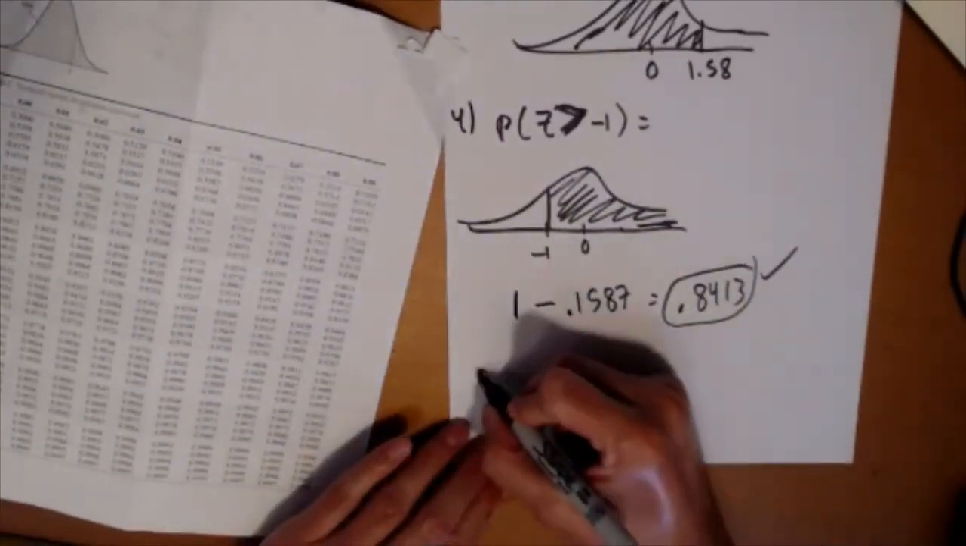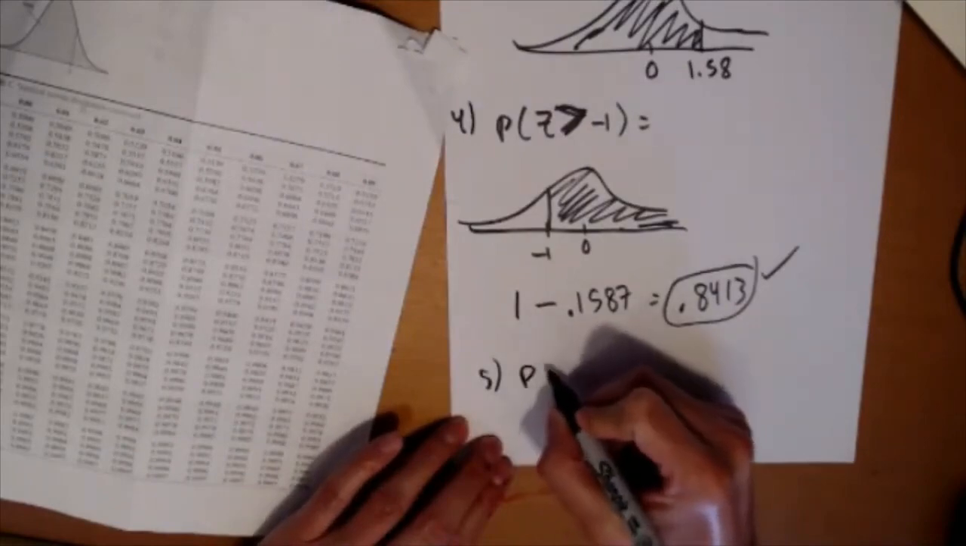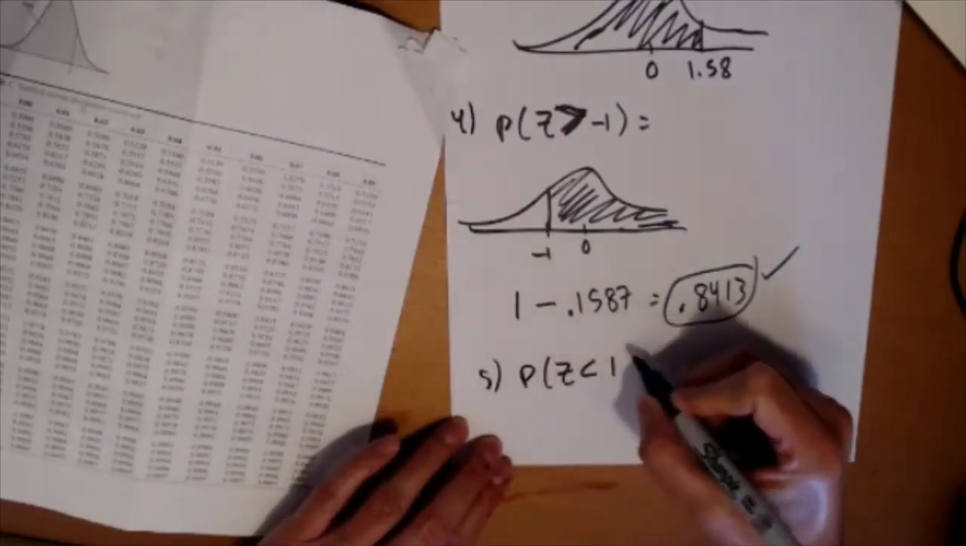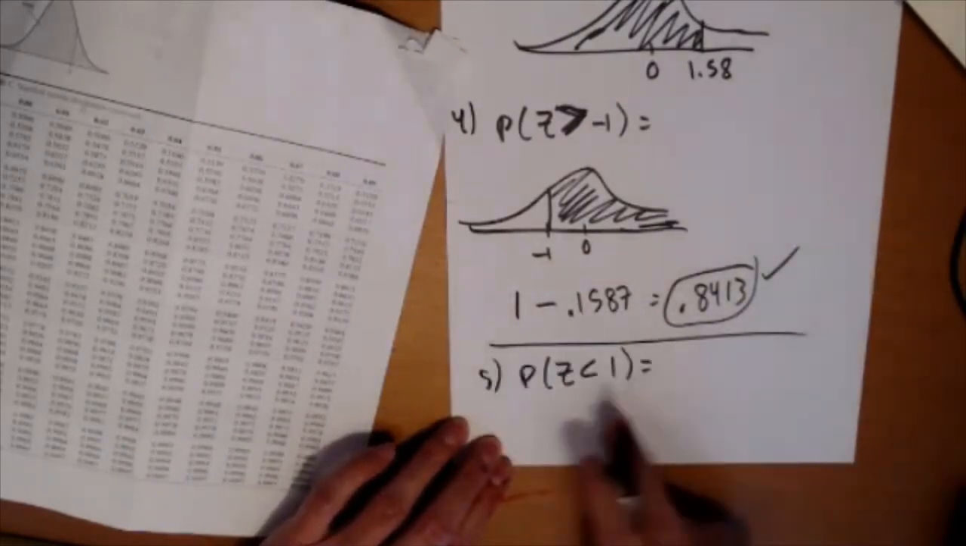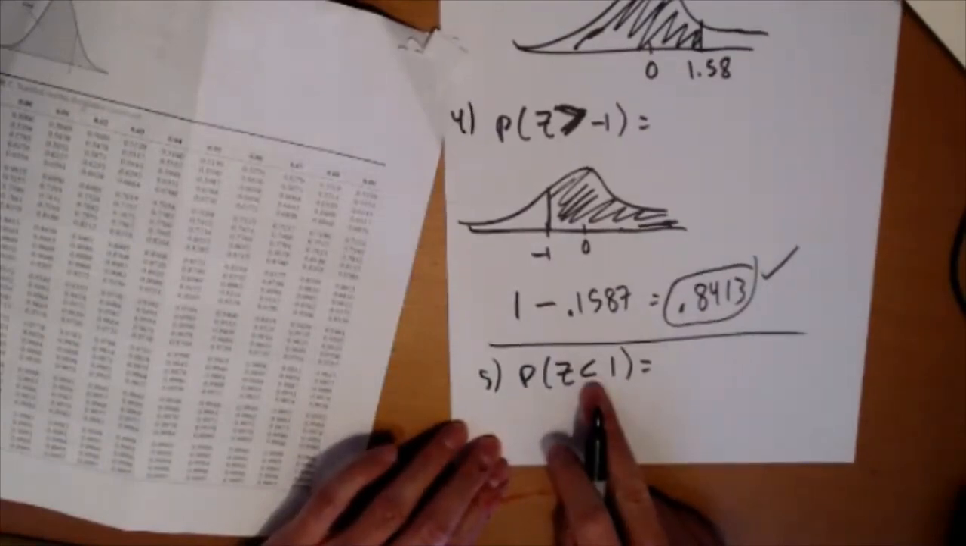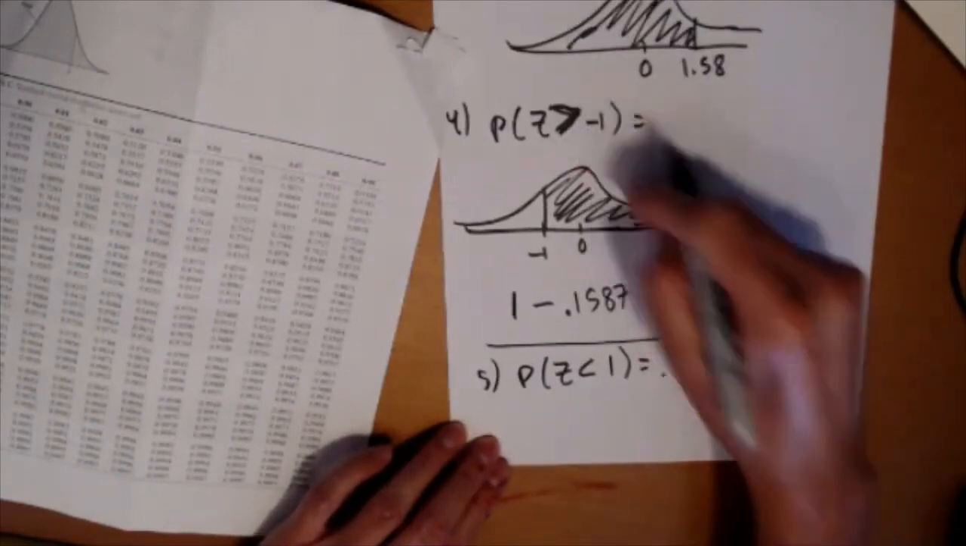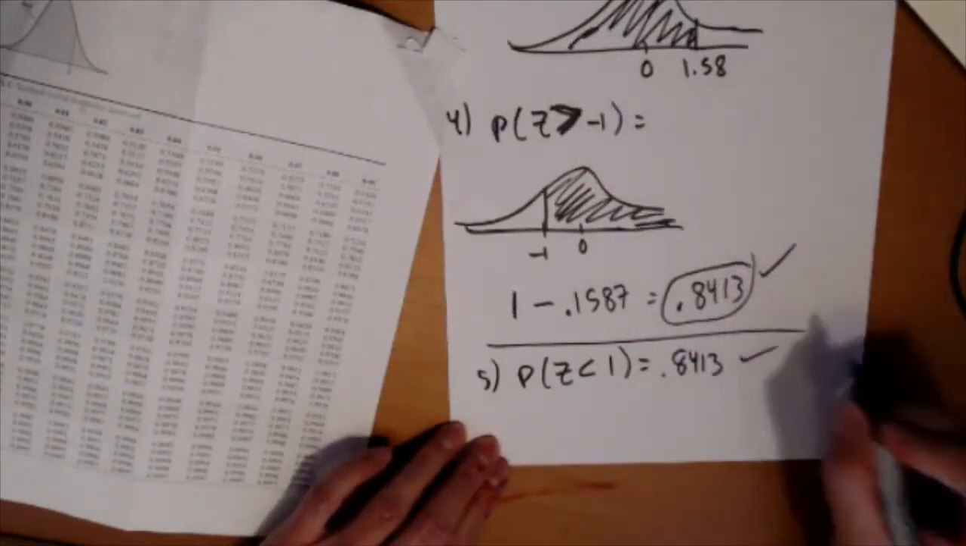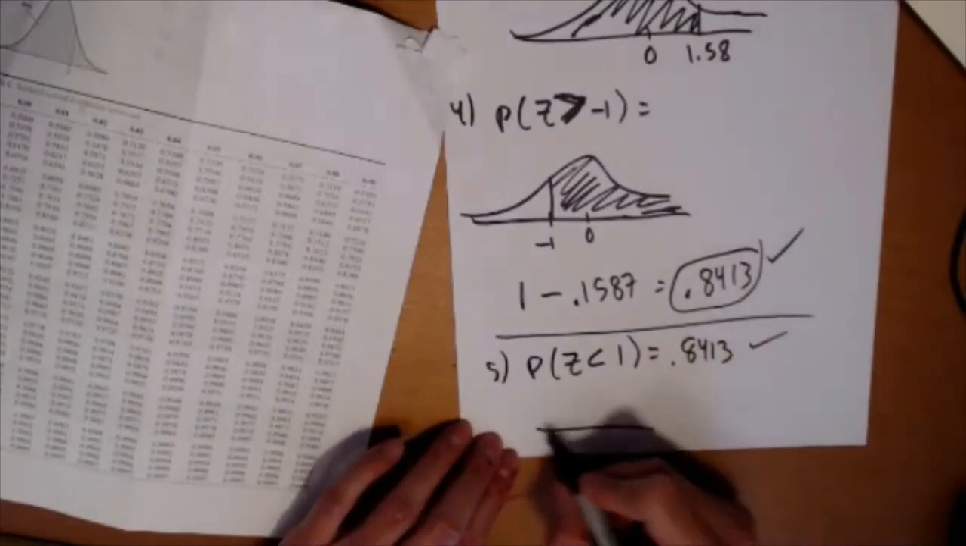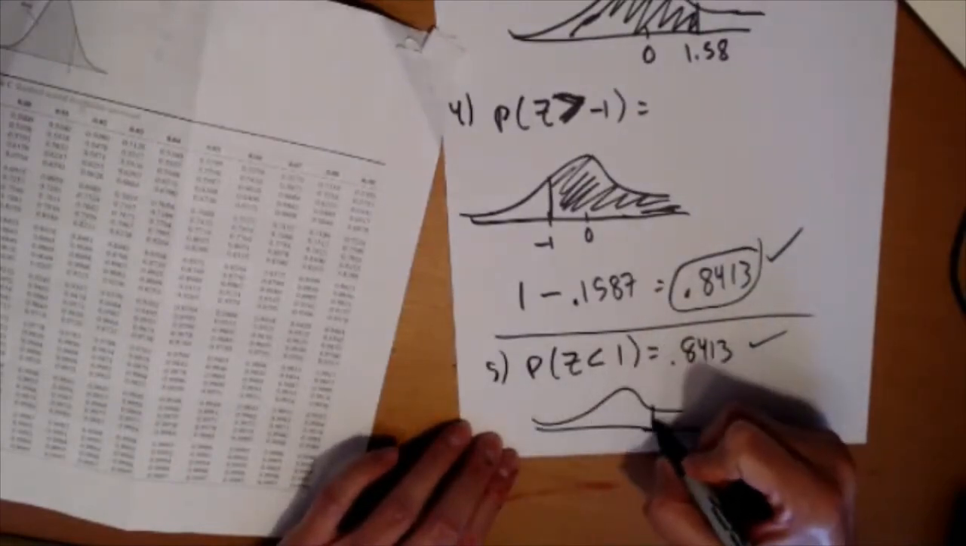So number 5 says probability that z is less than 1. Less than's easy, just look it up. So if you just look up 1, you get 0.8413. That's what we did a second ago when we looked up the opposite. Okay. So probability that z is less than 1.